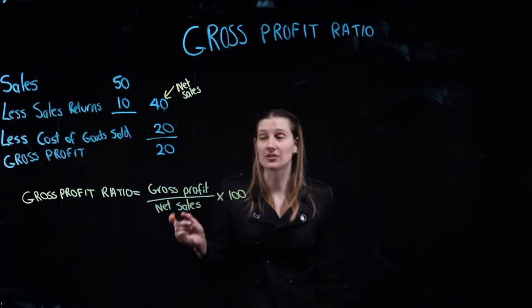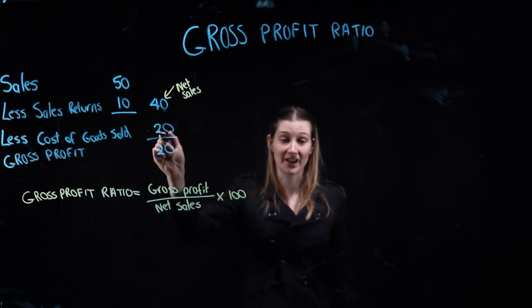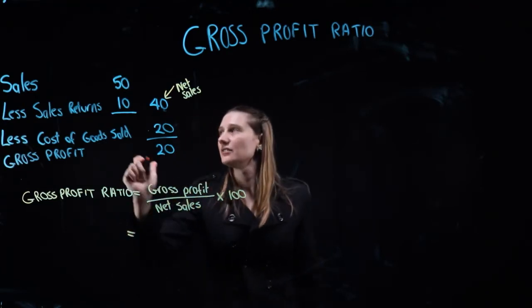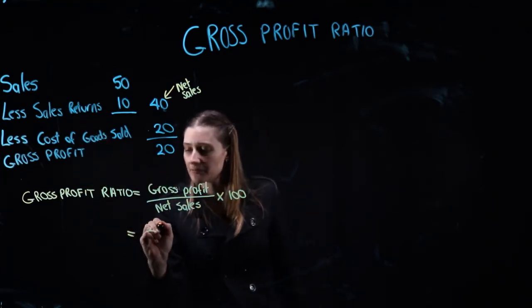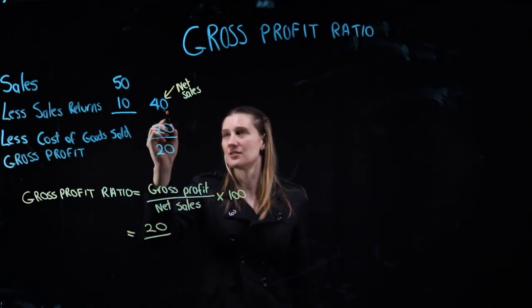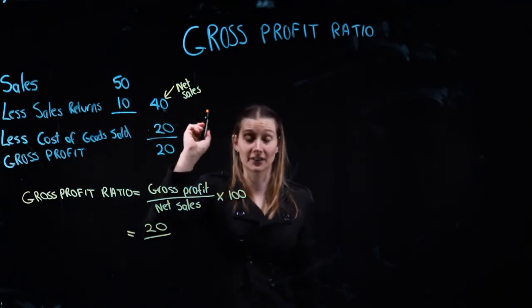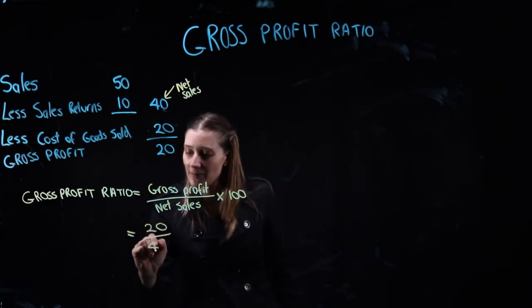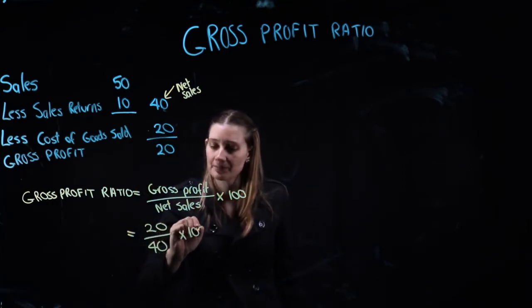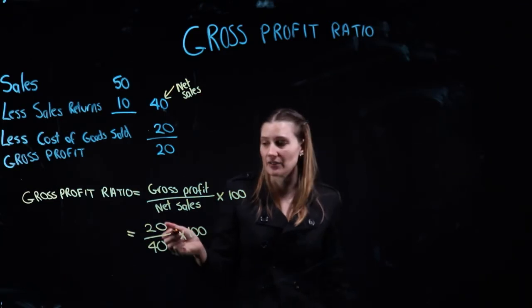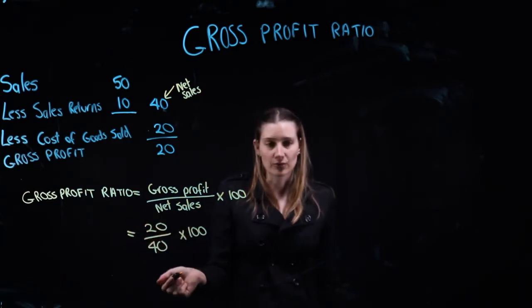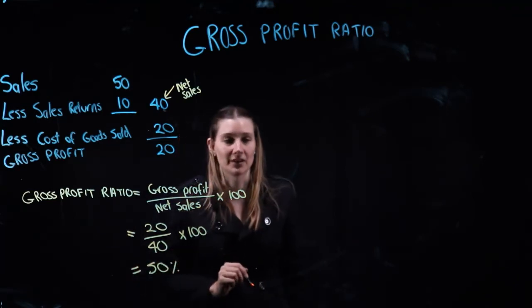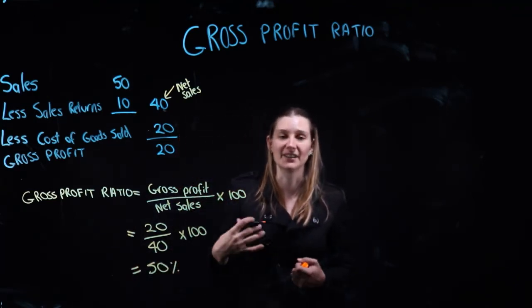So let's substitute those numbers from this fictional example of my ice cream store into my calculation here. My gross profit, as I can see up here, is 20, divided by my net sales, which is the 40. Don't take the 50, because net sales is when you subtract the sales returns. So 20 divided by 40, times by 100, you're going to get 50. That means 50%. So your gross profit ratio in this example is 50%.